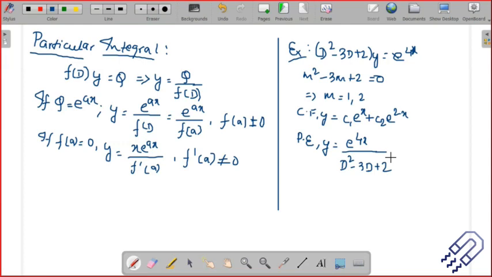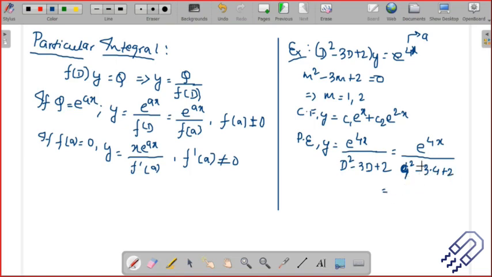Okay, so this is important. In place of D, what I'm going to do is put whatever is the coefficient in e to the power ax, whatever is the value of a. So this is my a. Don't get confused here. So I can just simply write it down as e to the power 4x divided by 4 square minus 3 into 4 plus 2. So I have to check whether this is 0 or non-zero.